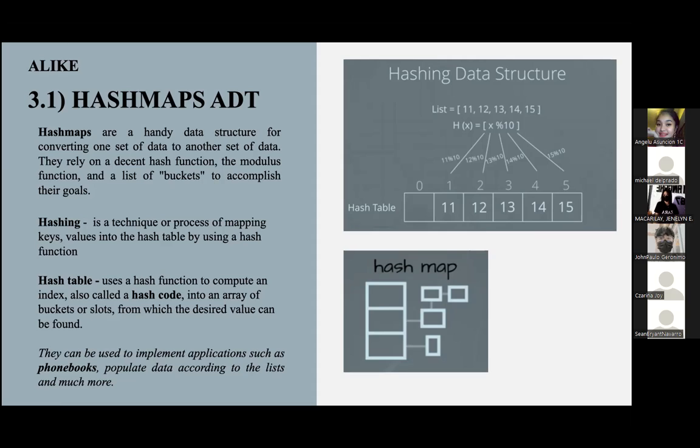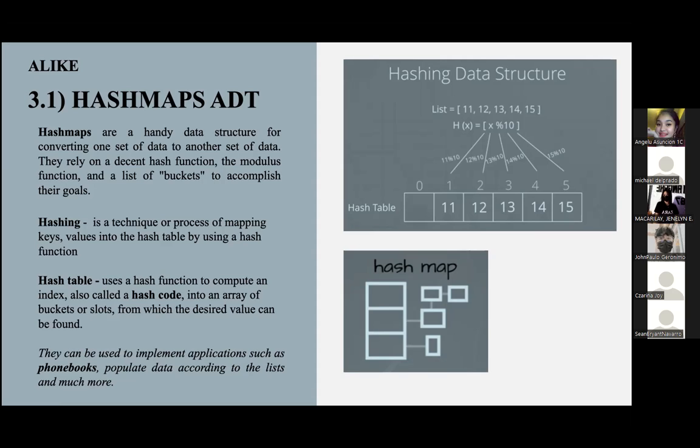As you can see po, ito po yung hashing data structures po as an example po. Yung hashing naman po is a technique or process of mapping key value into the hash table by using hash function. Hash tables use a hash function to compute an index, also called hash code, into an array of buckets or slots from which the desired value can be found.